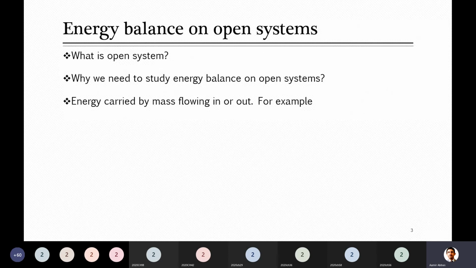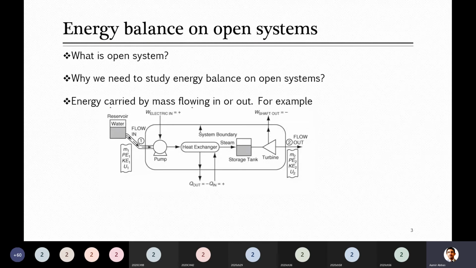If you remember, in the closed system, energy was stored in the form of kinetic, potential, or internal energy, but that cannot move in or out of the system. But in this case, in an open system, you will look at systems where energy is transferred in the form of Q and W, as well as in the form of kinetic, potential, and internal energy. This is one of the systems.